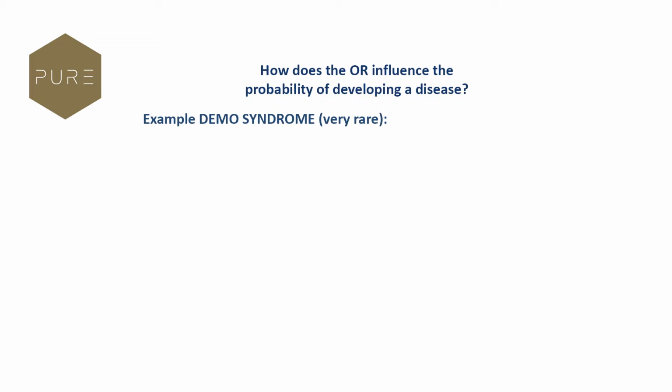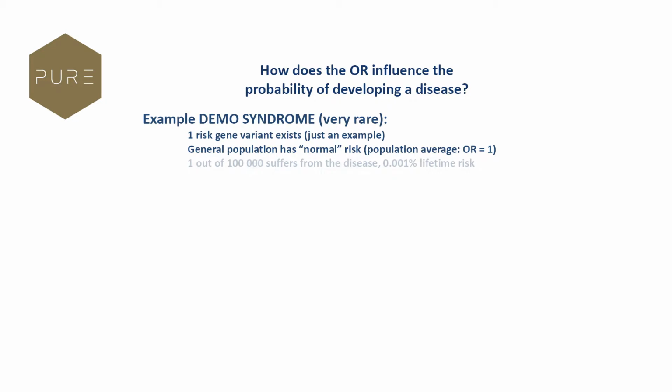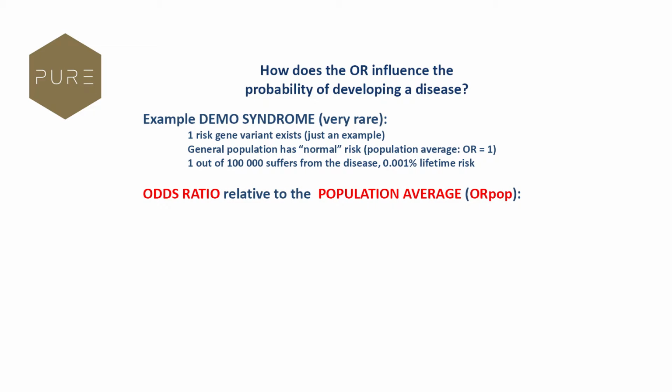Now, let's look at this example. There is a fictitious disease called DMO syndrome. And it's a very rare disease. There's just one gene variant that exists that causes this disease. And the general population has a normal risk of odds ratio of 1. So a 1-fold risk of developing this rare disease, which is very low. And only 1 out of 100,000 suffers from the disease. So every person has a 0.001% lifetime risk. So a very low risk of developing the disease.